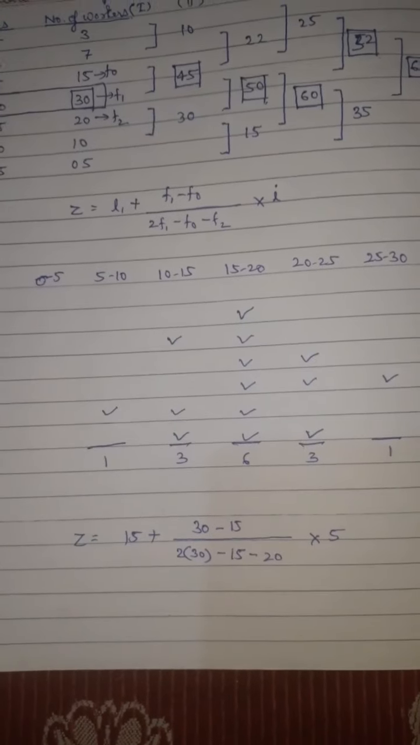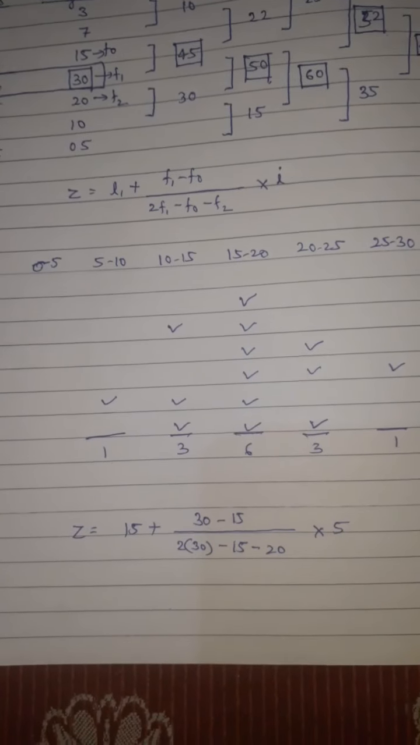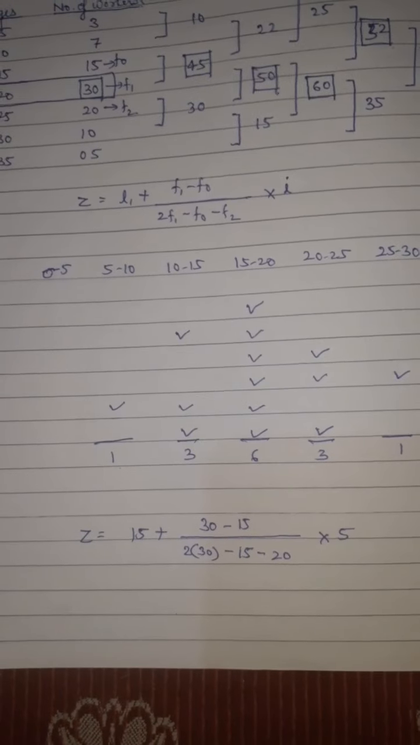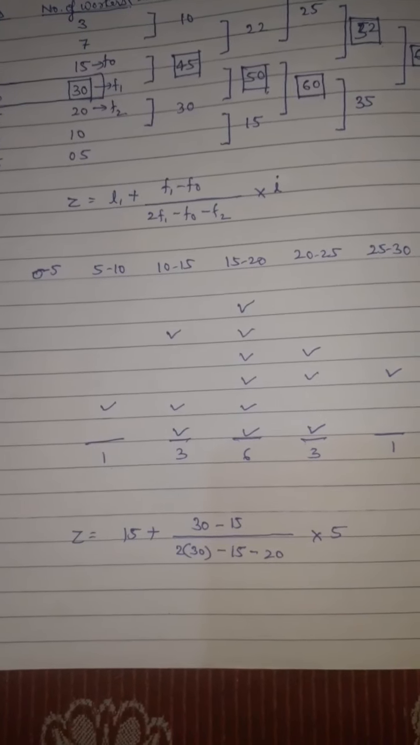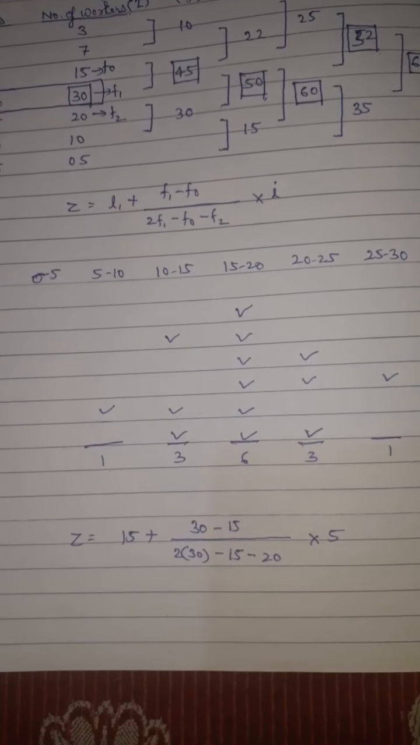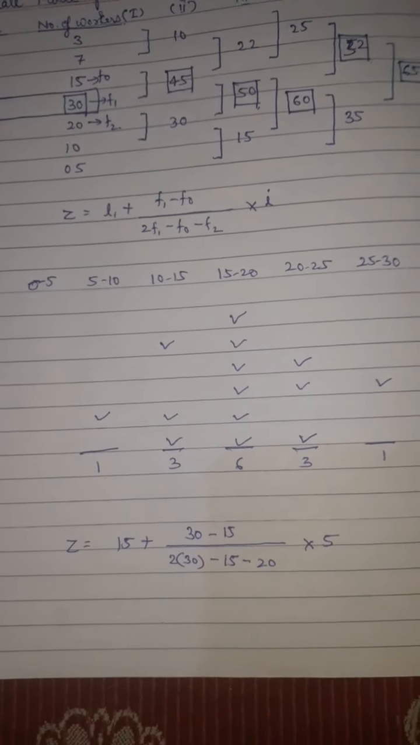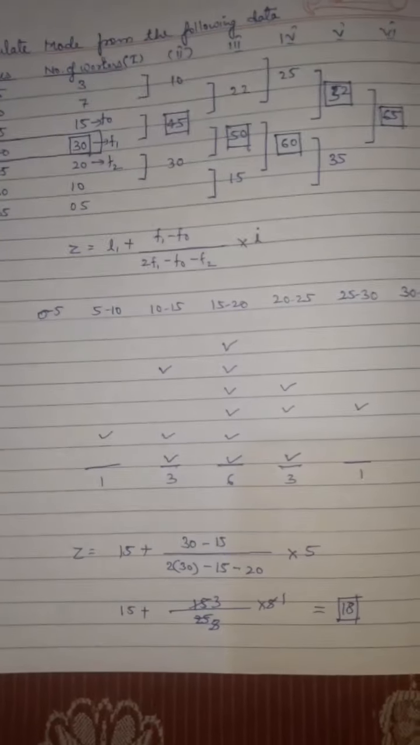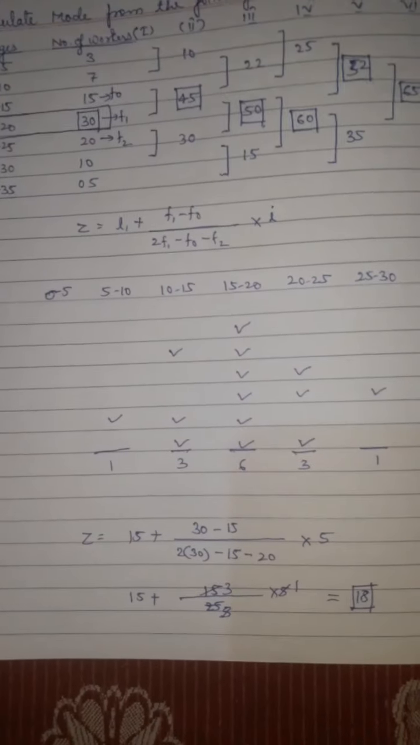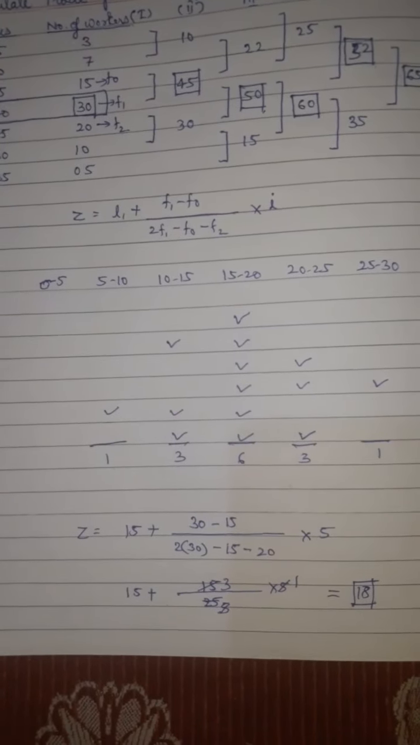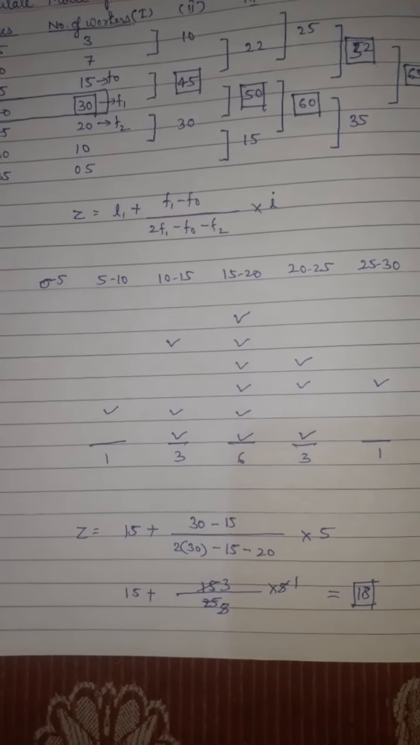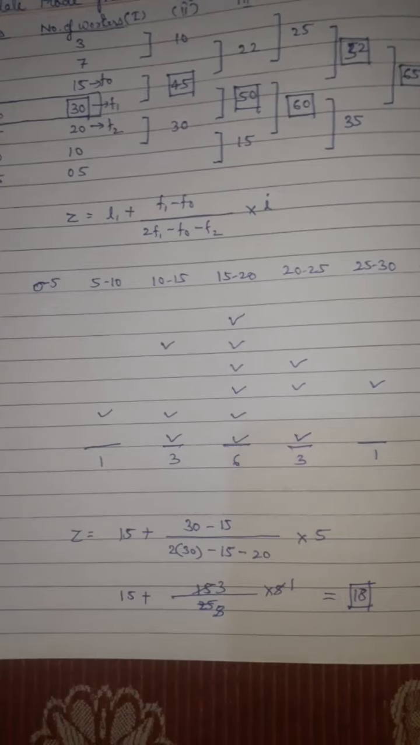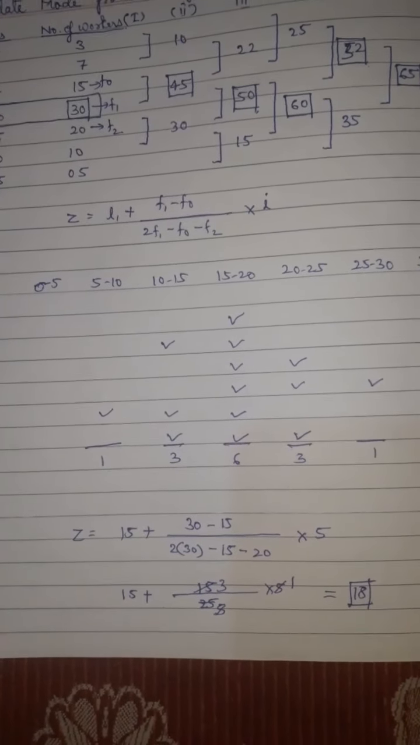So it can be written like this: L1 15 plus (F1 minus F0), that is 30 minus 15, upon 2 F1, that is 2 into 30, minus 15 minus 20, and then into 5. Now with simple algebraic operations, 30 minus 15 is 15, upon 2 into 30 is 60, minus 15, that is 45, minus 20, it is 25, into 5. Applying the BODMAS rule, first we will multiply.